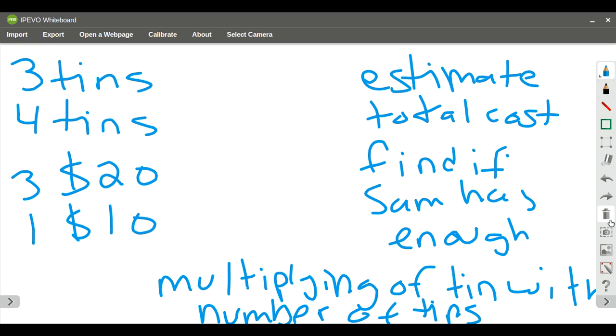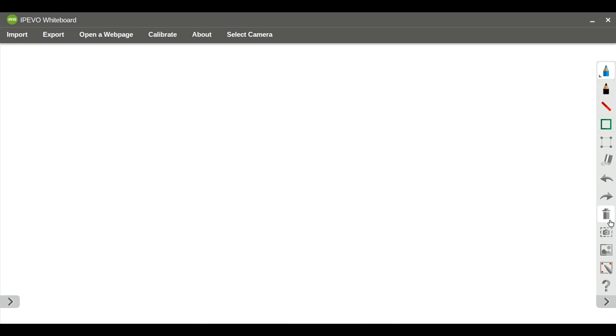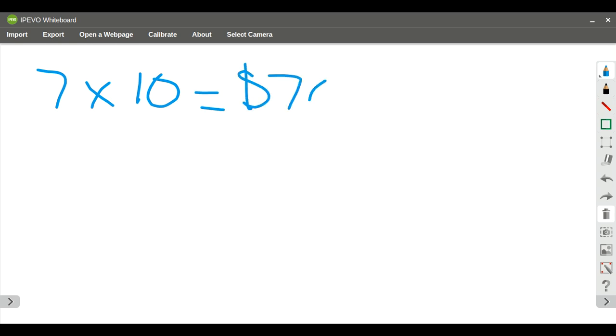So let's go ahead and do this. First thing I'm going to do is he needs a total of 7 tins, and they cost $9.25 each. So I'm just going to do 7. I'm going to multiply that by 10. I'm going to use a compatible number. And so it's going to cost about $70.